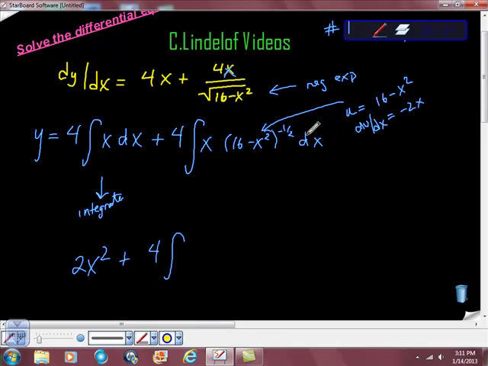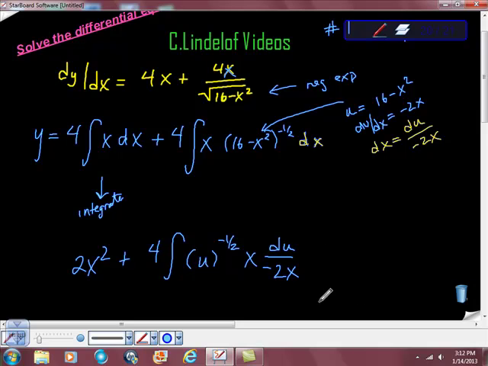What I'm looking for is a replacement piece for this dx, because I'm going to have this whole thing in terms of u. So if I solve for dx, we get dx is equal to du over negative 2x. Hopefully you're going to see how that comes in really handy in just a second. So I'm going to rewrite this in terms of u, so I have u to the negative 1/2 power. I haven't done anything with this x yet, so the x is sitting here. And now I'm going to replace my dx. It says dx is du over negative 2x.